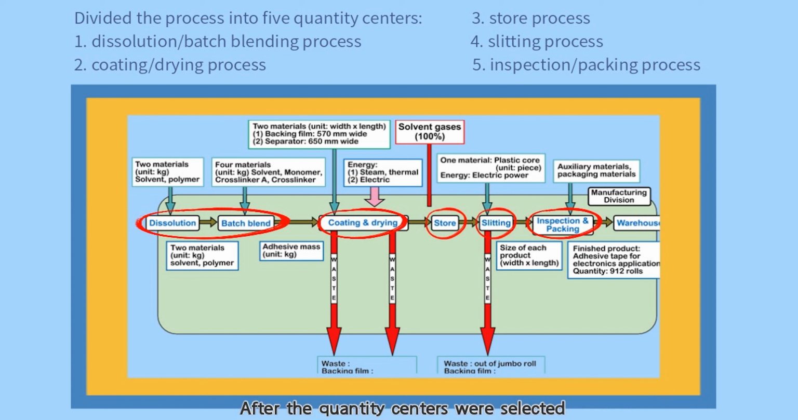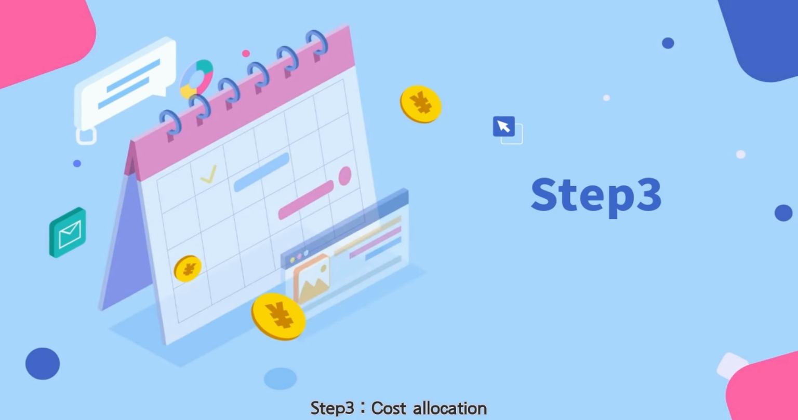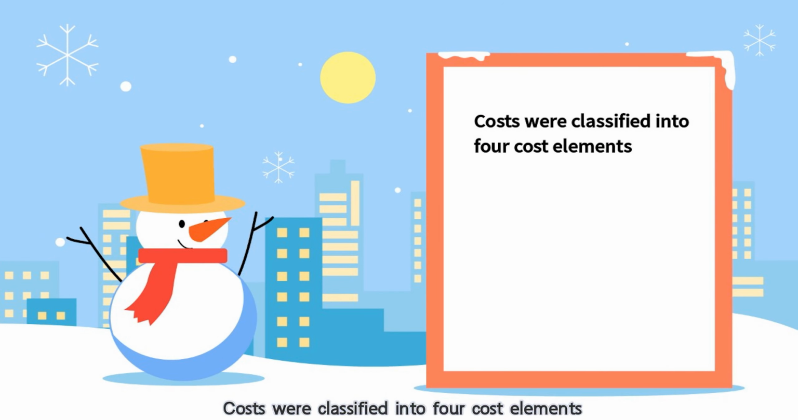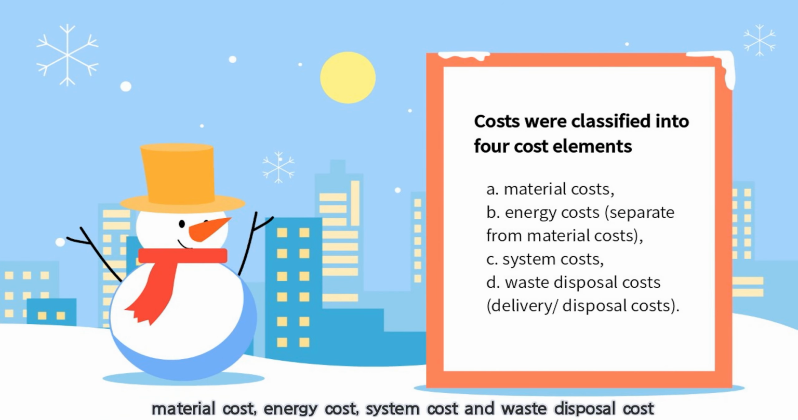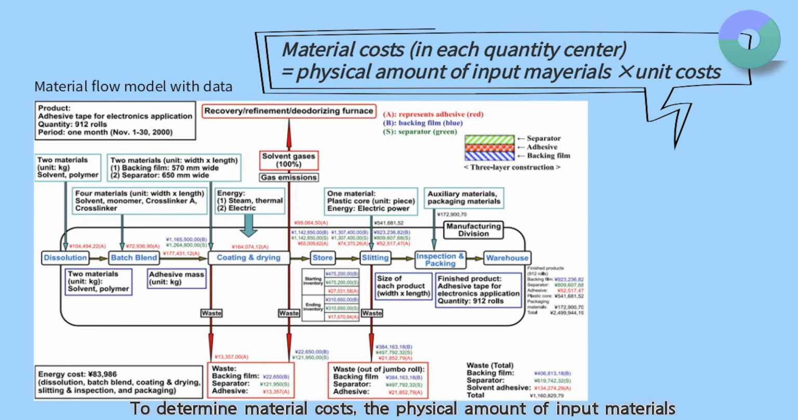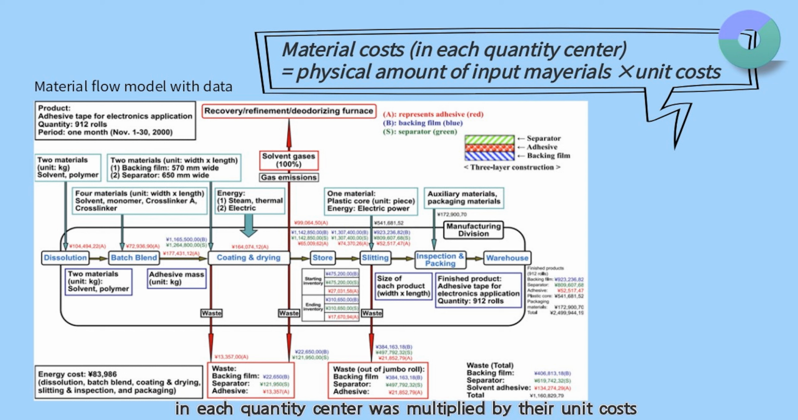After the quantity centers were selected, Nitto collected data for verification of the amount of inputs and outputs in physical units by doing a material balance. Step 3. Cost allocation. Costs were classified into 4 cost elements: material cost, energy cost, system cost, and waste disposal cost. To determine material costs, the physical amount of input materials in each quantity center was multiplied by their unit costs. Material cost flows were tracked through each quantity center.